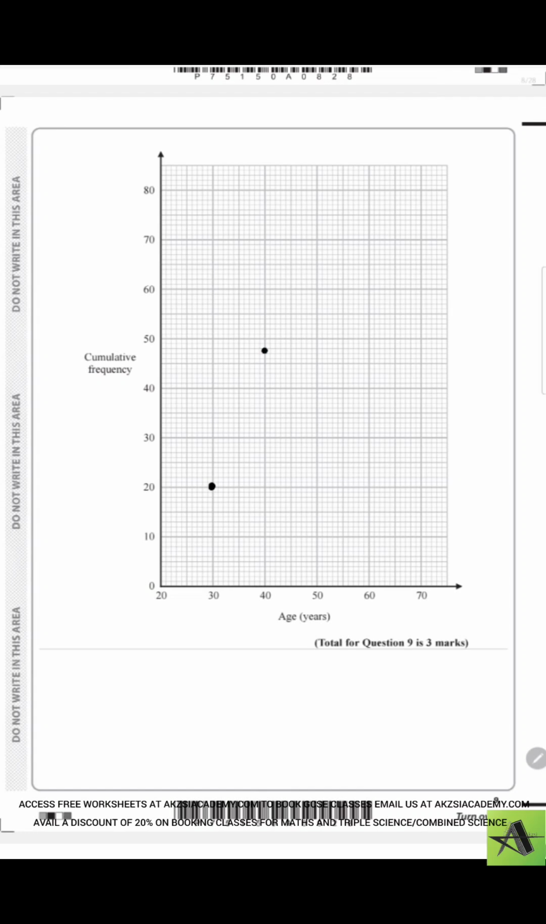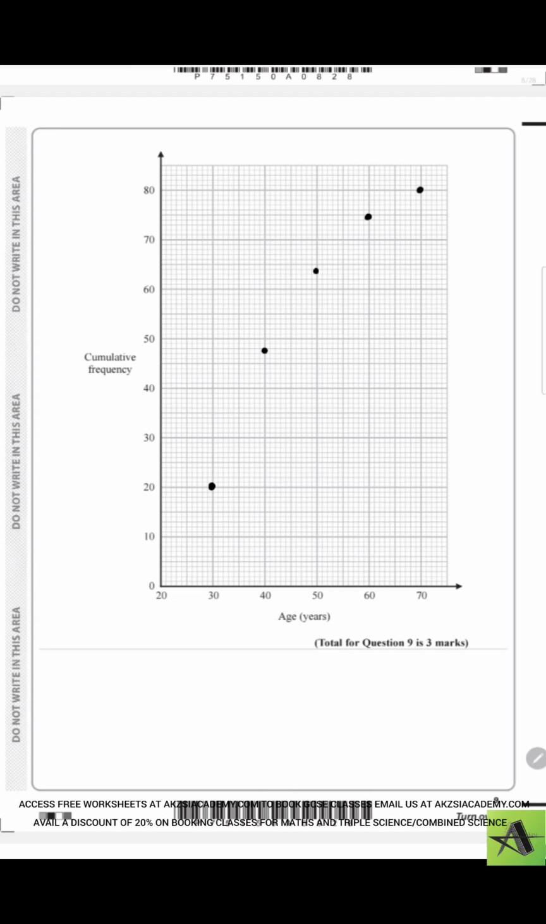Next is 50 and 64. So 50 and corresponding 64 here. Then 60 and 75. So 60 and 75 would be here. And 70 and 80. So 70 and corresponding value 80.